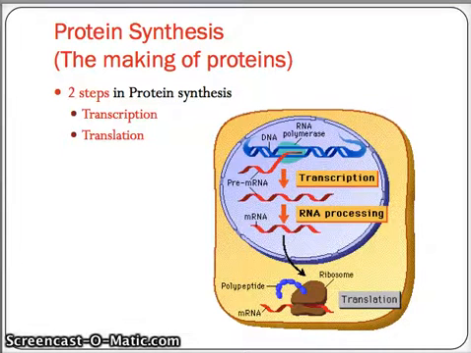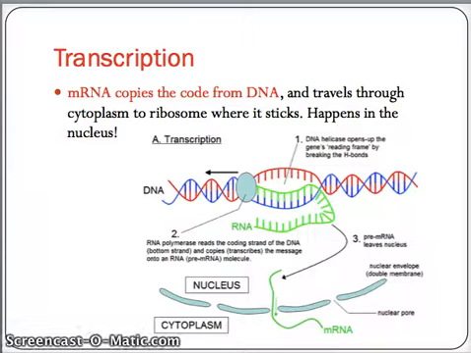Protein synthesis, or the making of proteins, happens in 2 steps. We just covered them a little by talking about those 3 types. The 2 steps that actually occur are called transcription and translation. We're going to go over each one. Transcription is when mRNA copies that DNA. It's important to note that this happens in the nucleus. So mRNA copies DNA, and it happens in the nucleus.